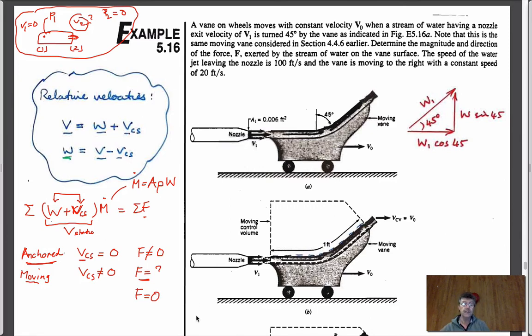You could imagine the case where the force is not equal to 0, but in which case you'd be able to calculate the magnitude. If you knew what the force was, you could calculate what the velocity of the cylinder was. That's the other intermediate case.